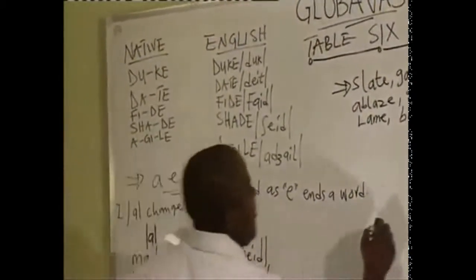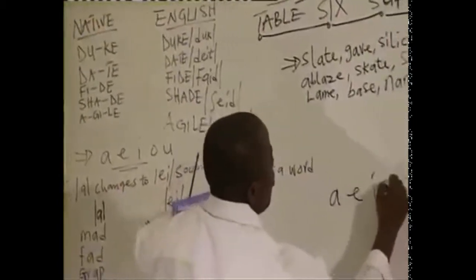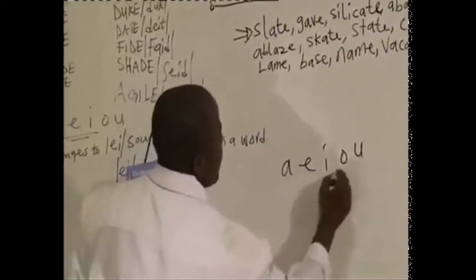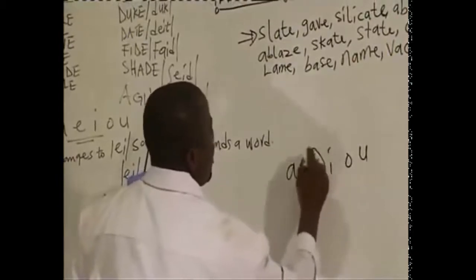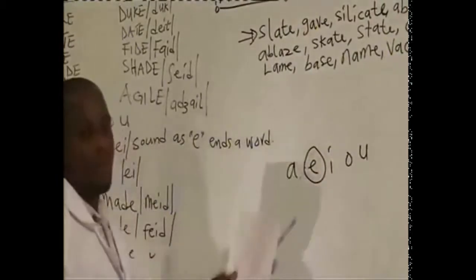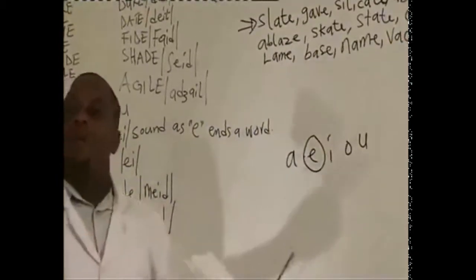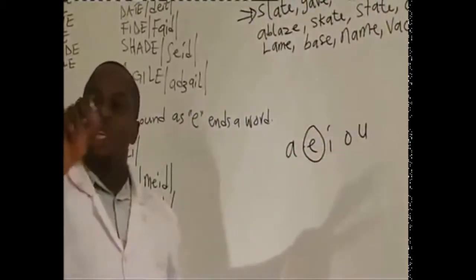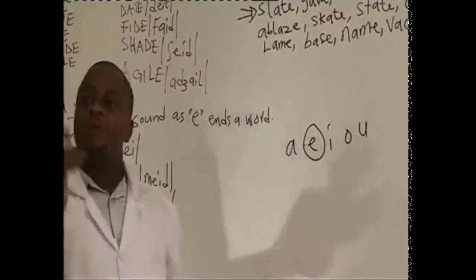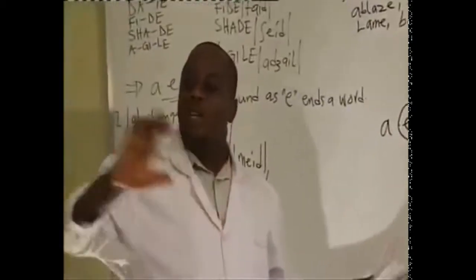Remember that we have A, E, I, O, U. If any of these ends a word, nothing happens. But once E ends a word, something happens. So what I'm trying to say is that once you see a word that ends with E, you have to be very careful. It's either you pronounce it in the English way or in the native form.